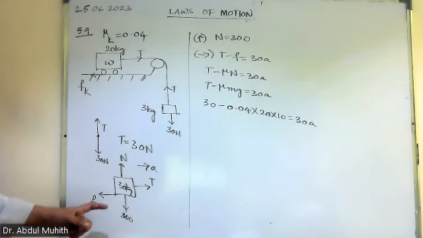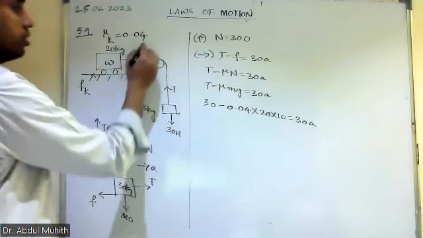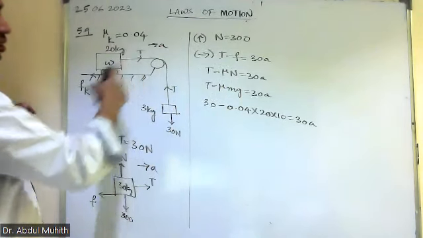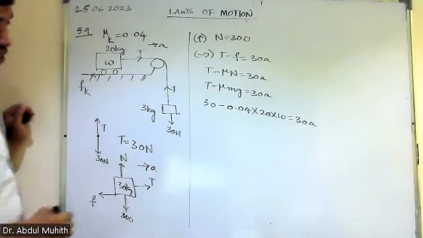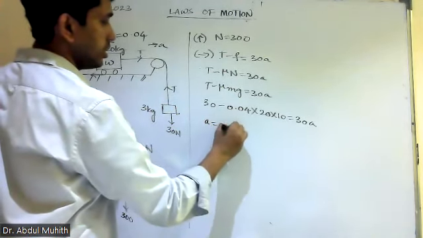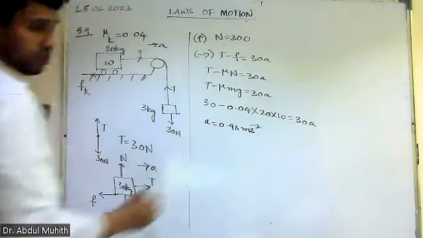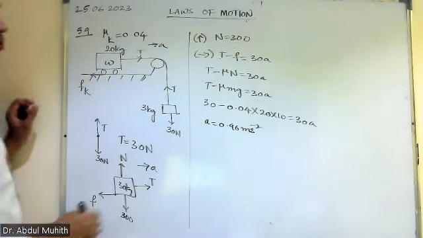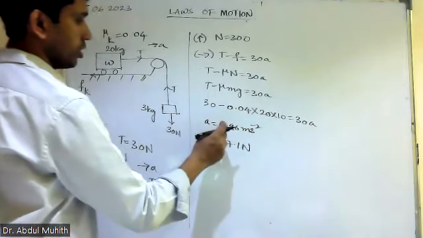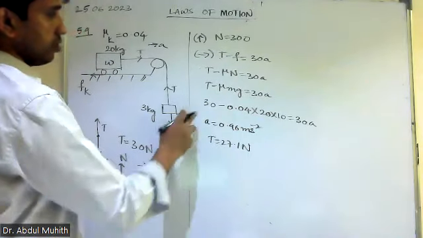So the first one, what did we get here? That is 30 minus T equal to MA. Why did we take T before? Because acceleration is acting in the direction of tension. So that is why we took T minus F equal to 30A. So when we solve it, A equals 0.96 meter per second square. This is the acceleration. And capital T is equal to 27.1 newton. Just substitute the A value there.